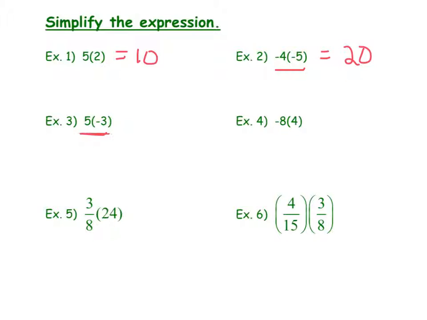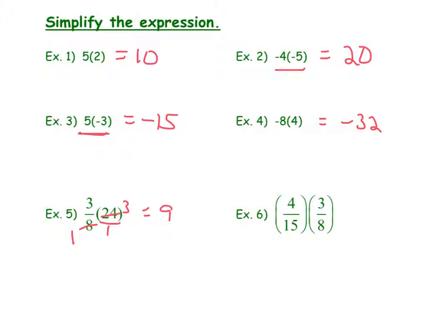Number 3, the signs are different. Positive times a negative, so you get a negative. Number 4, signs are different, so you get a negative 32. And then remember on fractions that whenever you have a whole number, you put a 1 there, and then learn to cross reduce because that's very important. So 3/8 times 24, divide this by 8, divide that by 8, you get a 3, then multiply the top and you get a 9.